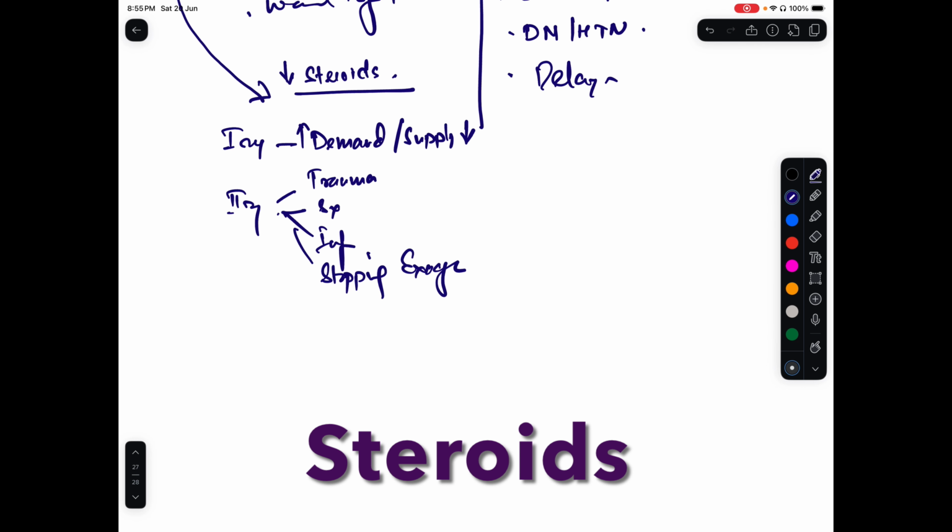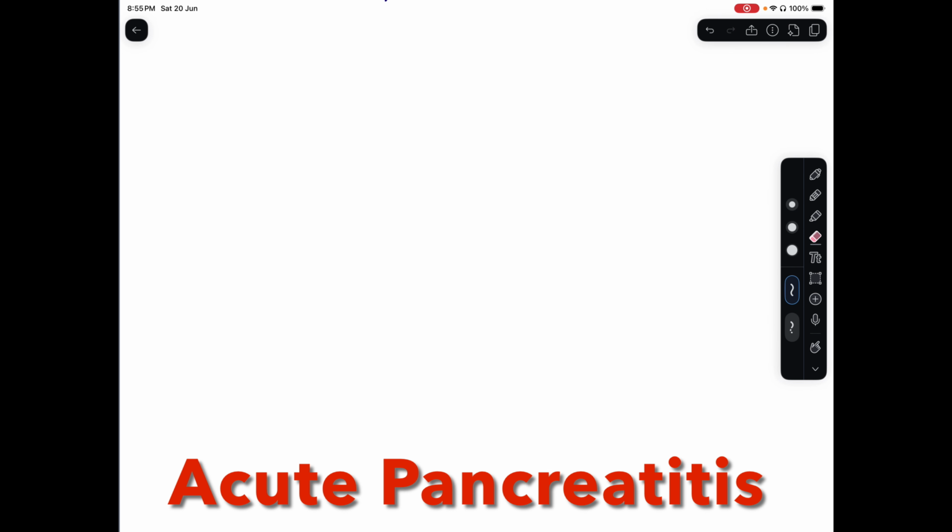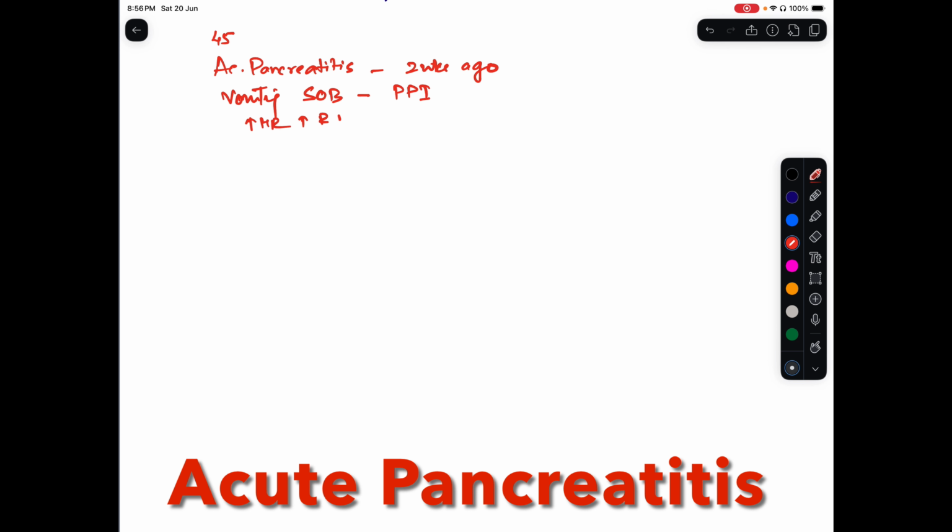So this was about the station; the stem reads like this. What you know is that a 45-year-old had acute pancreatitis. Patient had pancreatitis 2 weeks ago. Now presents with vomitings, shortness of breath, not improving with proton pump inhibitors, increased heart rate, increased respiratory rate. So these are the findings.